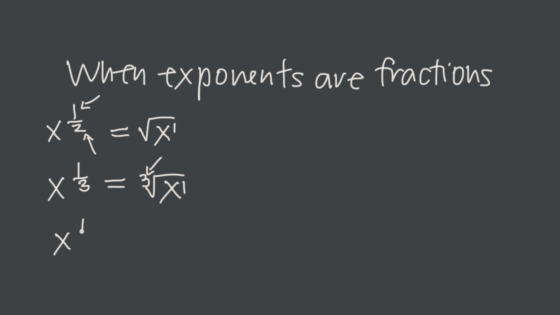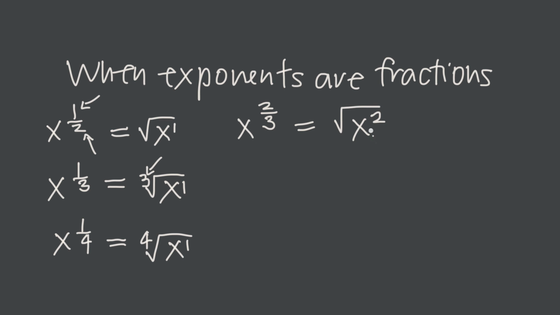So therefore, x to the 1/4 is the same thing as the 4th root of x to the 1st, which means that if we have x to the 2/3 and we want to convert that to a root, we get our root sign here, our x goes underneath it, the numerator is a 2, so that stays on the base, this is x squared, and the denominator is a 3, so this is the third root. So that's how we convert between roots and fractional exponents.